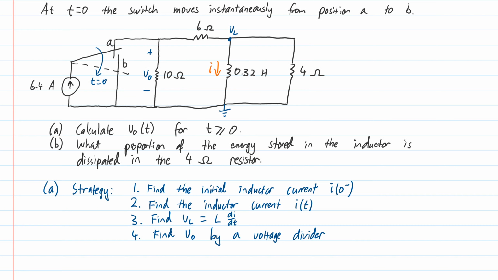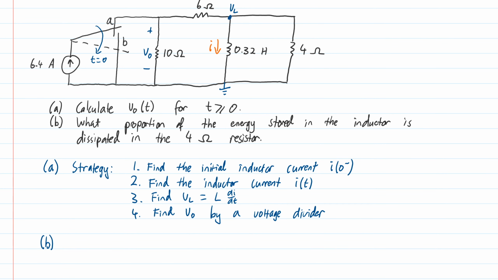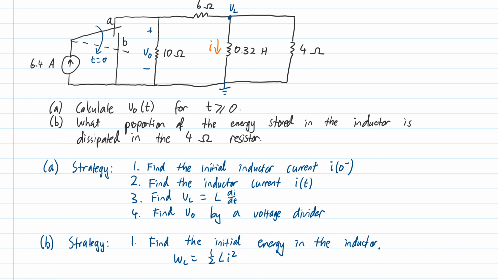Then for part B, what proportion of the energy, how would we approach that question? For the part B strategy, we're going to find the initial energy in the inductor. We have an equation for that from our previous video: the energy in the inductor is 1/2 L i squared. We'll use the initial current that we calculated up here and substitute that in, and that will give us the initial energy.